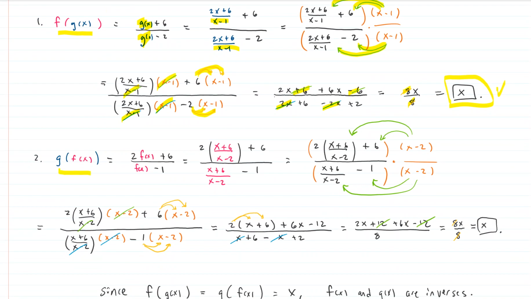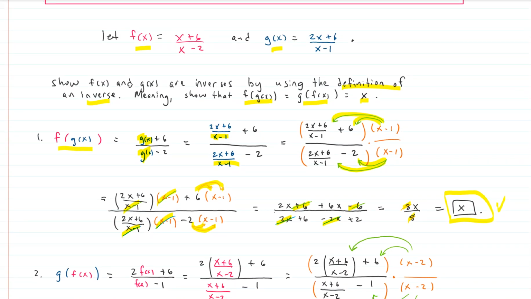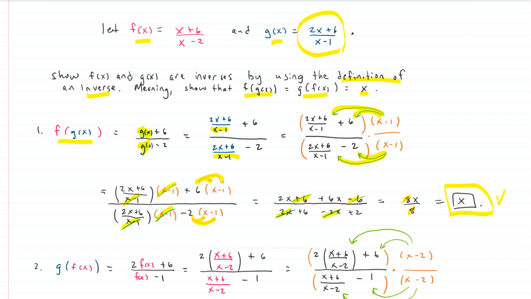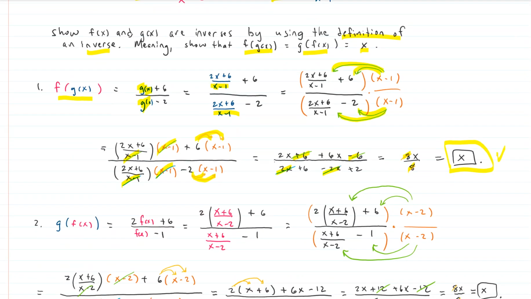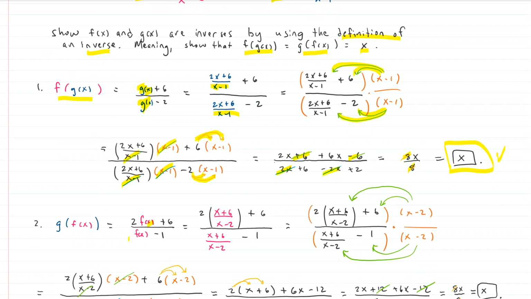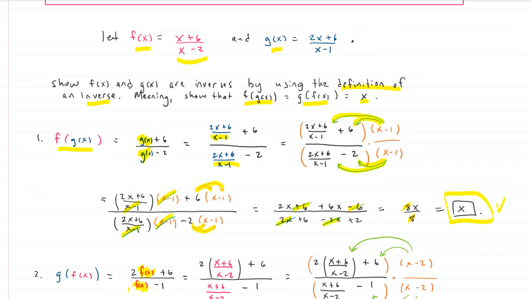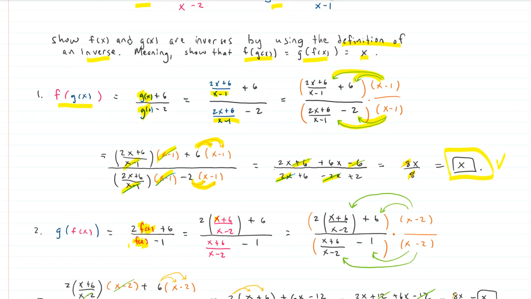So we have g, and we're plugging f in as an input. So g, what was g again? If we go up here, we can see that g is 2x plus 6 in the top and x minus 1 in the bottom. So instead of having an x, I put an f. So I have 2f plus 6 in the top, and f minus 1 in the bottom. And instead of having f, we just substitute in what f is. And again, we know f is x plus 6 over x minus 2. So we substitute that in for f in the top and in the bottom.